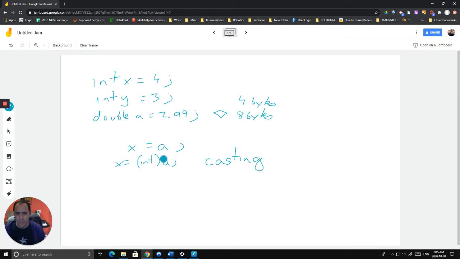And you can do that with some data types and not others. I can turn doubles into integers. I can turn integers into characters. Because remember when we learned about ASCII, we said that ASCII is really just represented as a number.